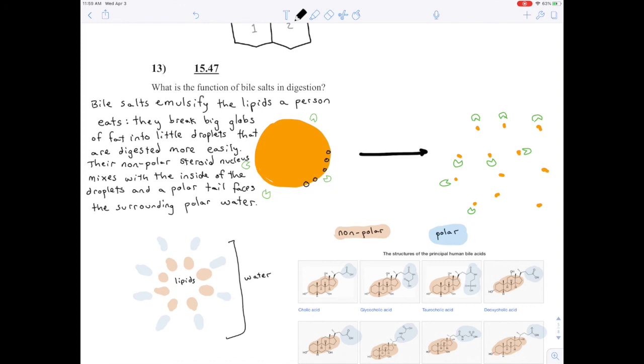Your liver produces bile salts and stores them in your gallbladder. And then when you eat a bunch of oil, your gallbladder will squeeze itself like a turkey baster, and all of the bile salts will squirt into your small intestines.